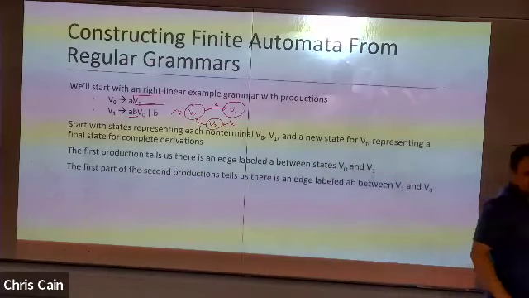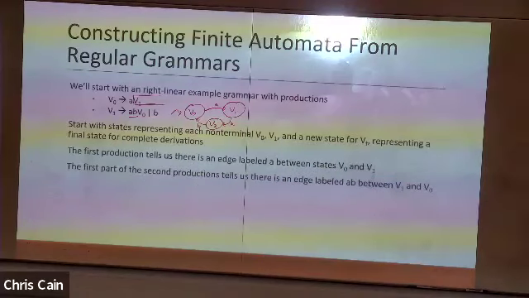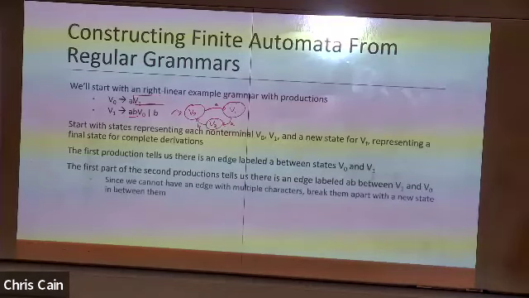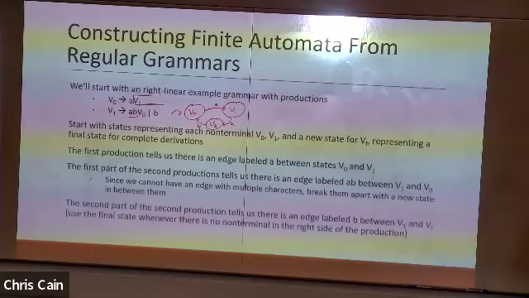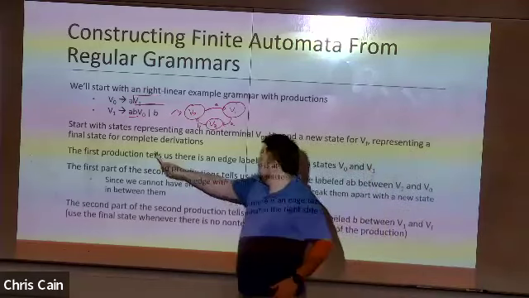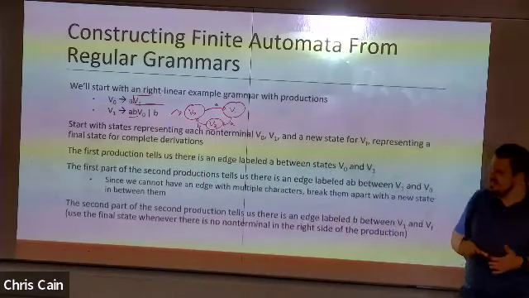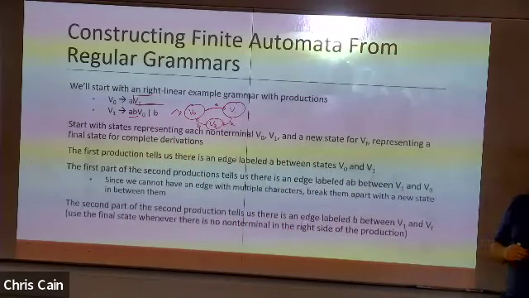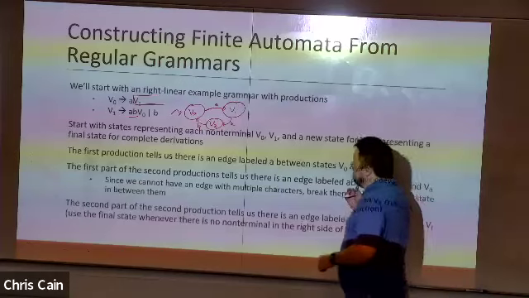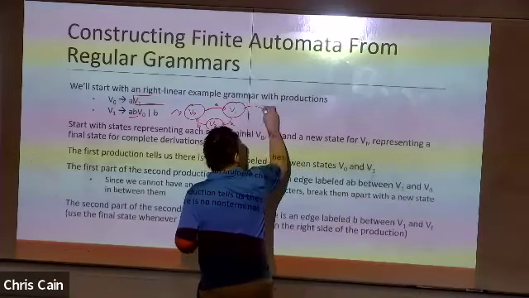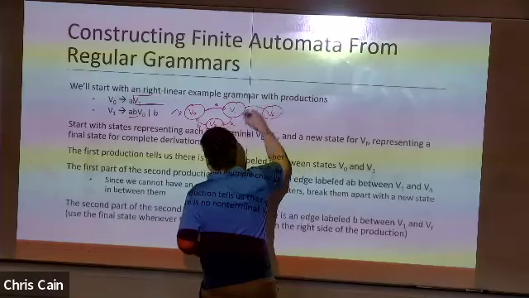Now, note this is not a total function. I can make this a total function at the end, but we may end up needing some of this as we go. The second part, okay, yeah, break them apart, add a new state in between, we did that. Second part of the second production, there's an edge labeled B between V1 and this VF, this final state that we're producing, saying that if we make that associated transition, we reach a final state. So from V1 to VF on a B.